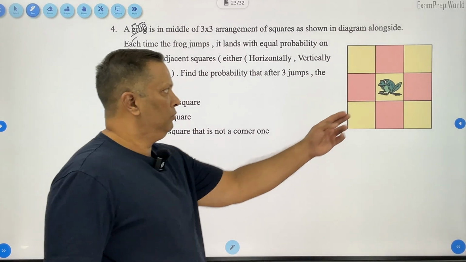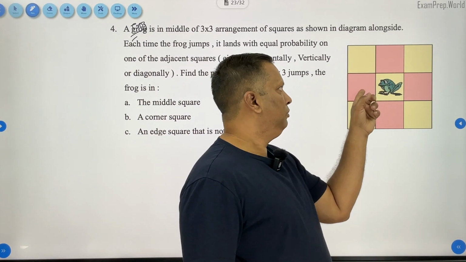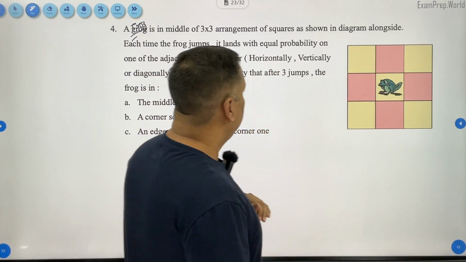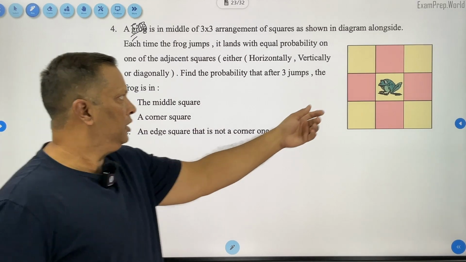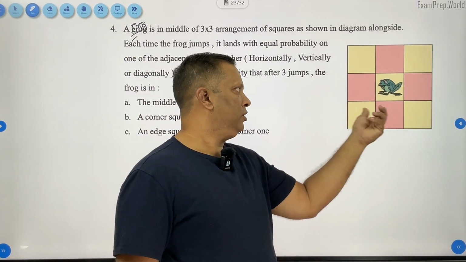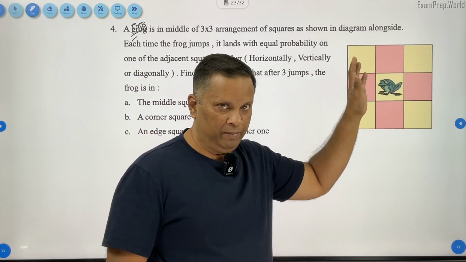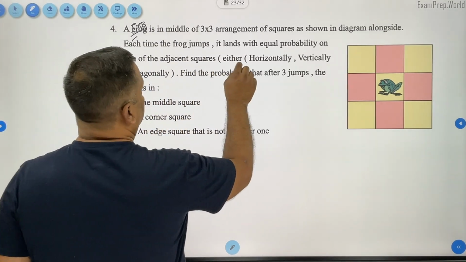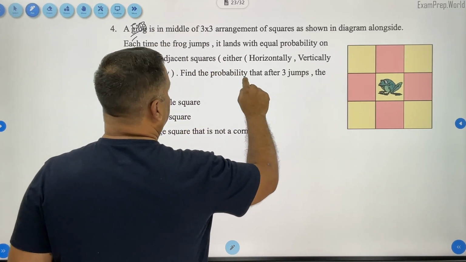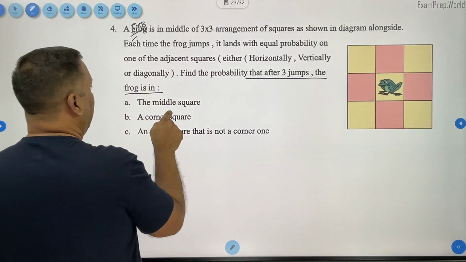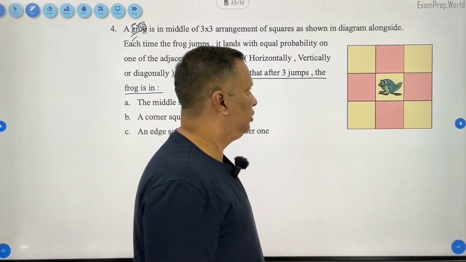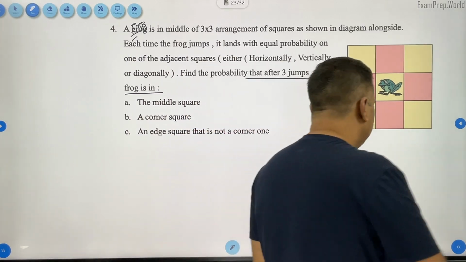So wherever he jumps, the probability is equal. When he jumps here, here, the probability is equal. Now if he is jumping, that means the probability of jumping here or here or here or here, everything is equal. That is what they mean. Now he makes 3 jumps. After 3 jumps, the frog lands in the middle square. So after 3 jumps, that means, look at this question.